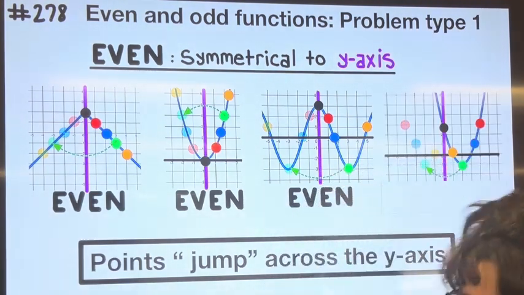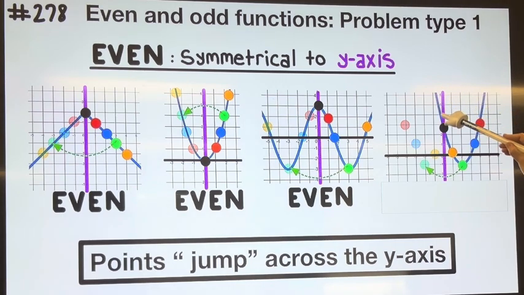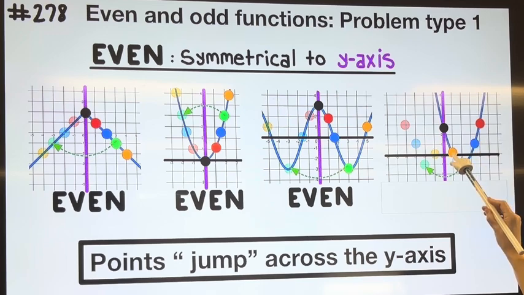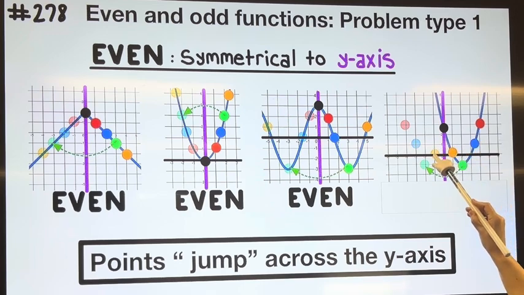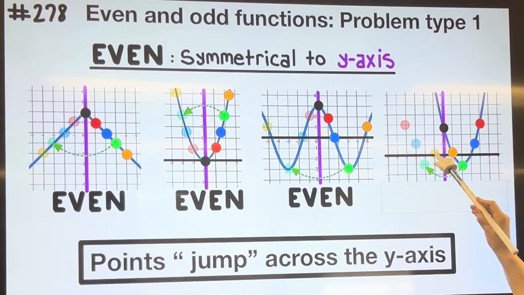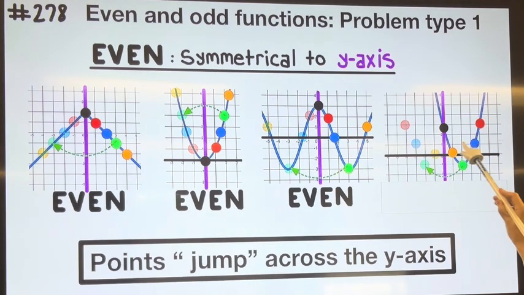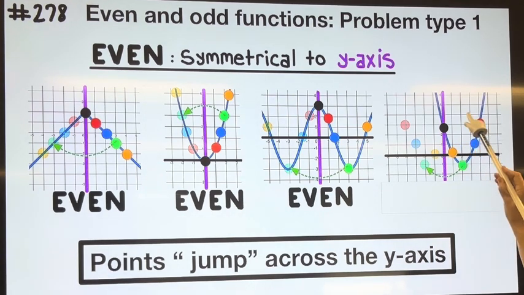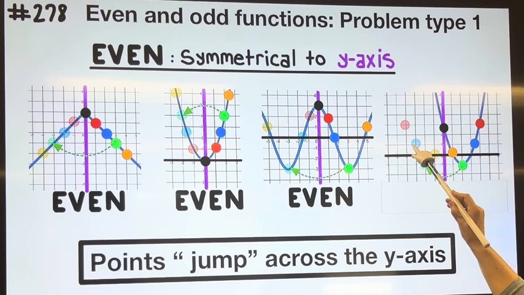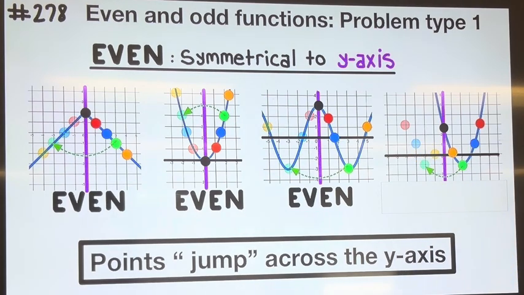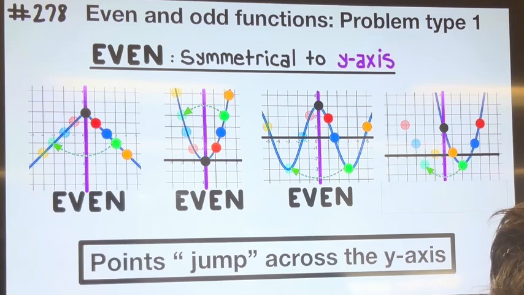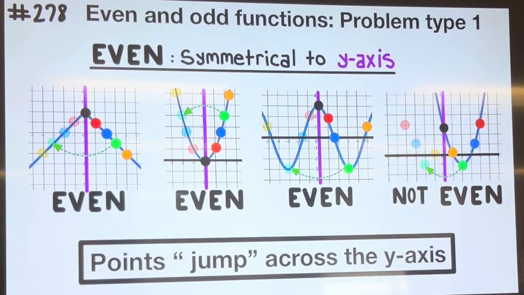Okay, here's one here. This is a parabola over here. And with this parabola, if I grab a point on the parabola and I go across the y-axis, I'm not on the graph. If I take this point that is 3.5-ish away from the y-axis and I jump it across, I should be there and I'm not on the graph. So this one is not even.